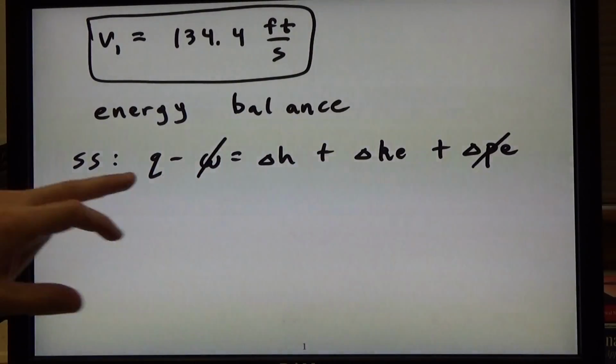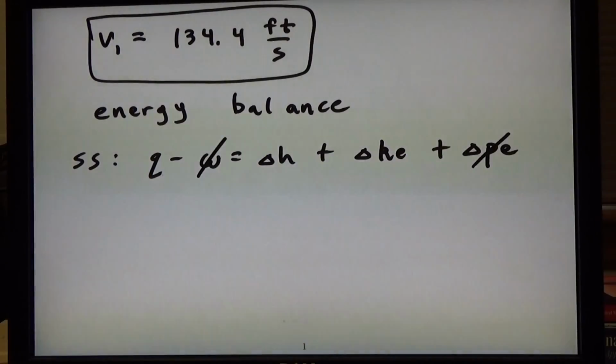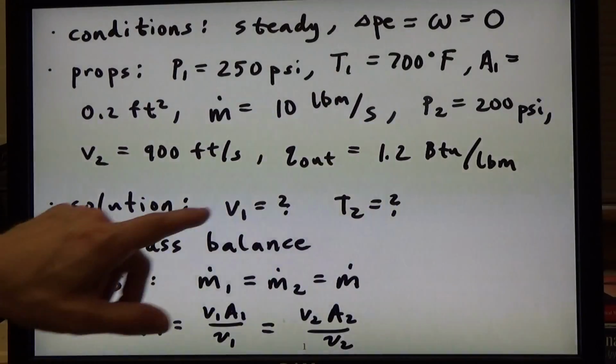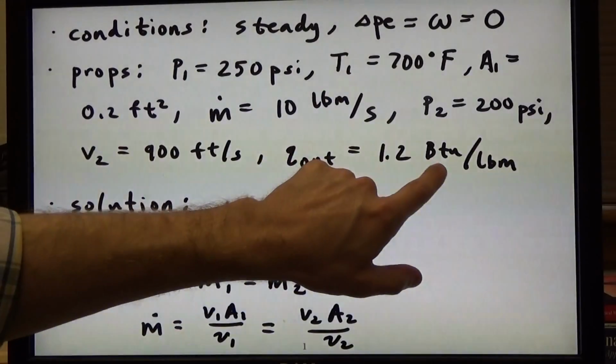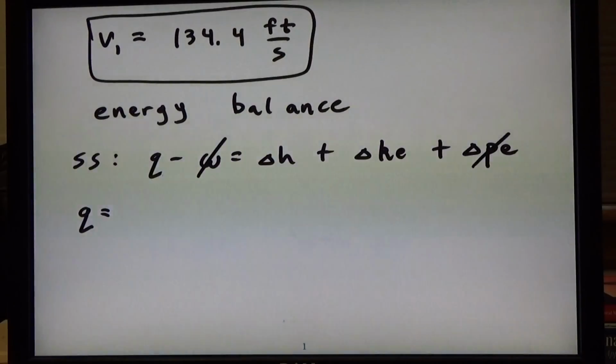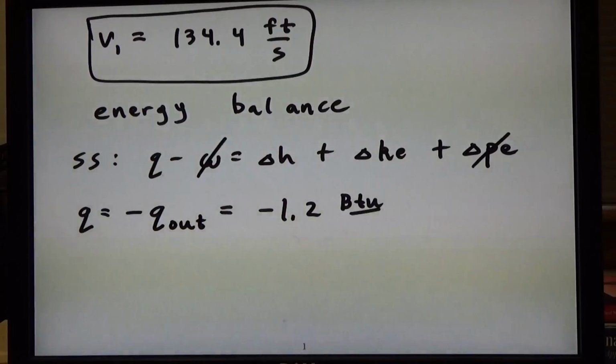So in this case, Q we know is related to the heat loss. Right? We had a heat loss per unit mass of 1.2 BTU per pound mass. But heat transfer in the first law has to follow the sign convention, and the heat loss is negative heat transfer. So our Q is just going to be negative 1.2 BTU per pound mass.